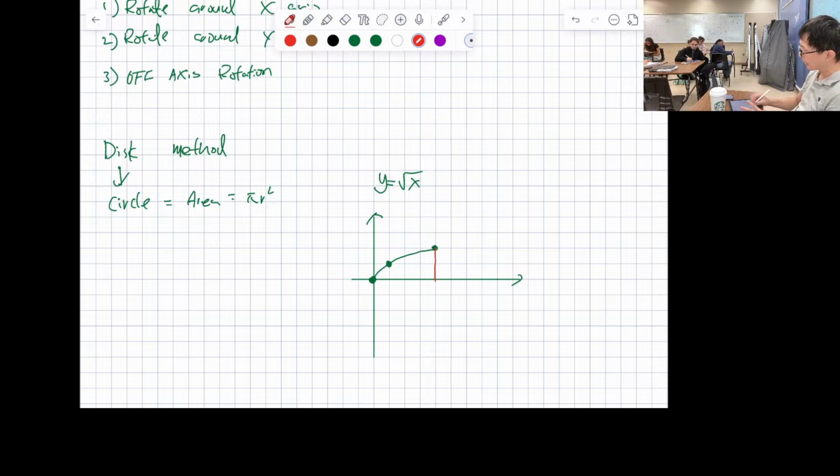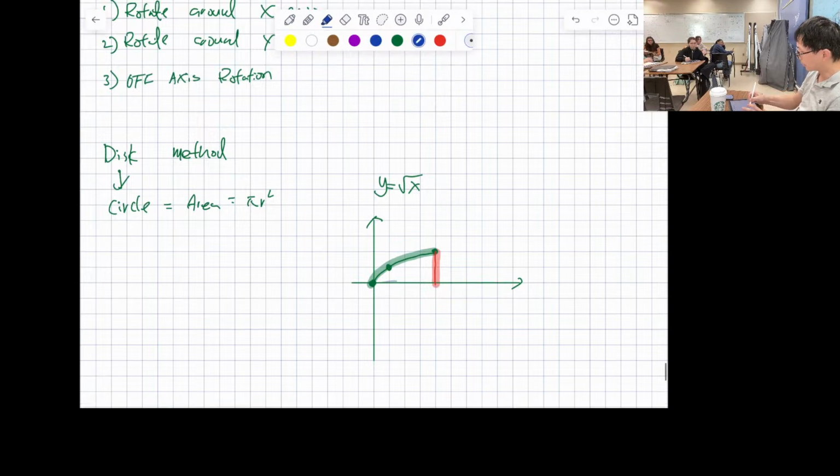And I'm bounded by these three things. So the three things that I want to bound it are this, and here. And here's the axis of rotation. The axis of rotation is going to be here.